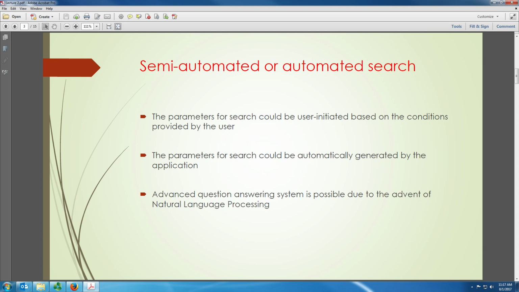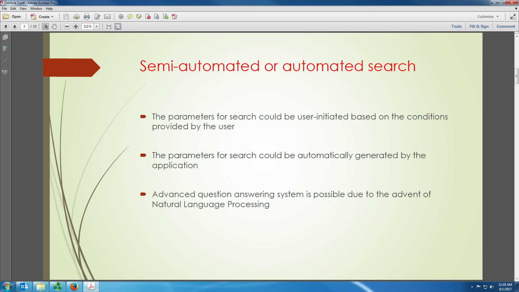In the case of an automated search, the computer program looks at, oh, this paragraph has this keyword, depression. Let me go and find out some information on depression. So this is how the application works, not the human being, the computer application. That's an example for automated search.